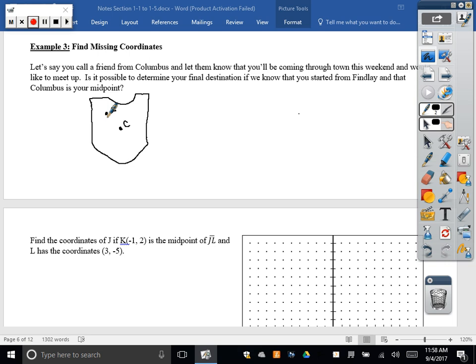If I go ahead and draw a segment, hopefully yours is straighter than mine, okay, and I make this endpoint down here. I have no idea what the town's name would be, but let's just say that that's X. If you know this distance from yourself to Columbus, then you also know this distance from Columbus to that X. Okay? And it all goes back to that understanding of midpoint.